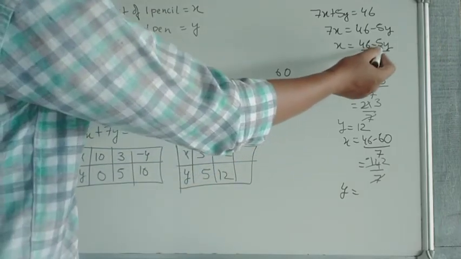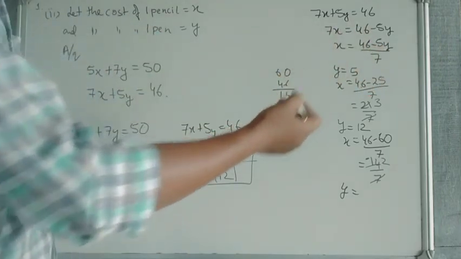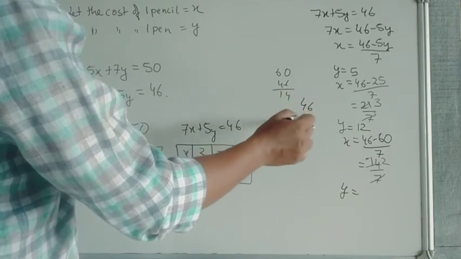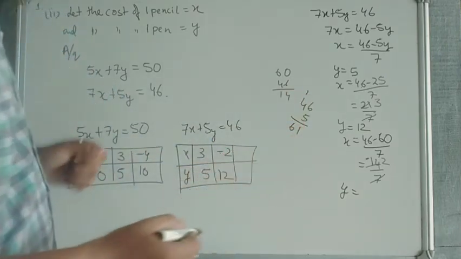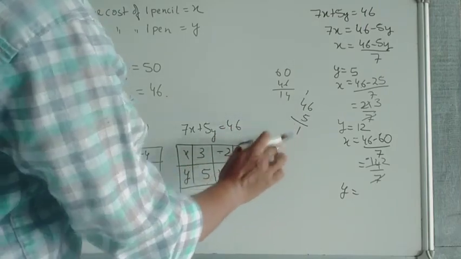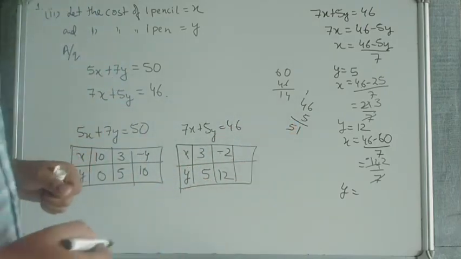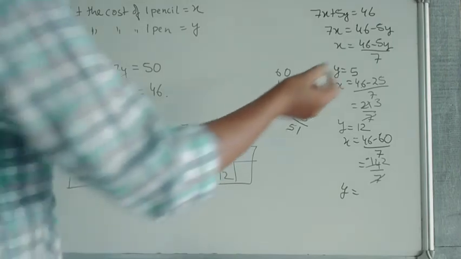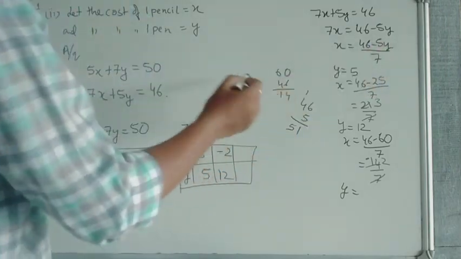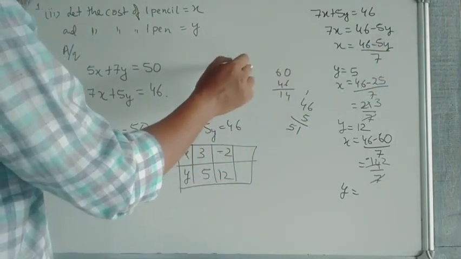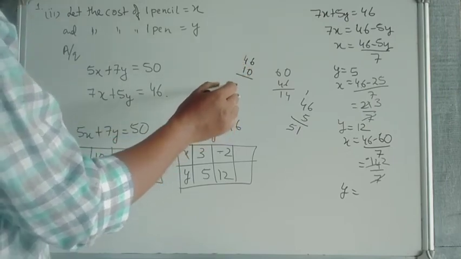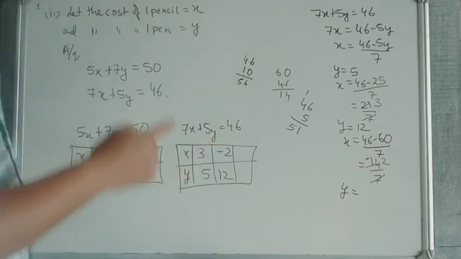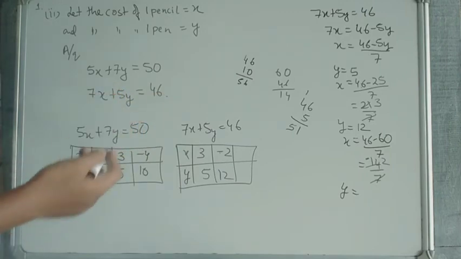it will become plus 5. 46 plus 5 is 51. So not going. Same way you try others. If you try 2, then 46 plus 10 is 56. 7 8s are 56.